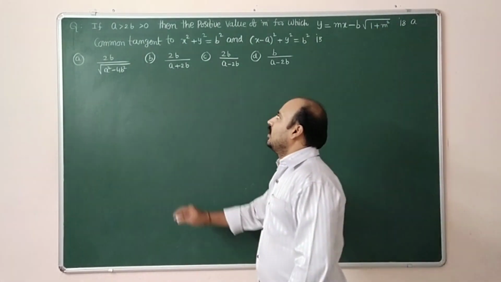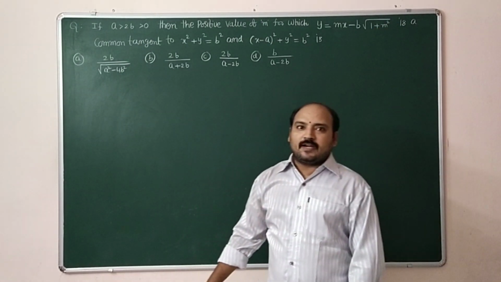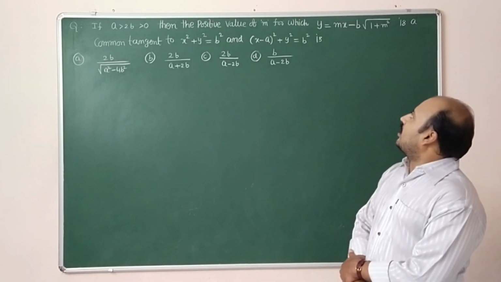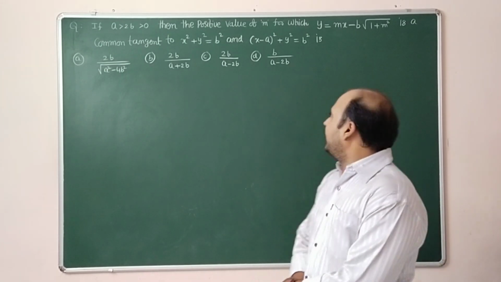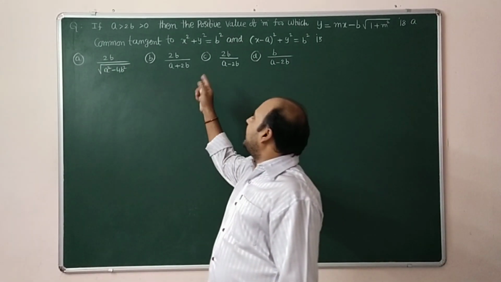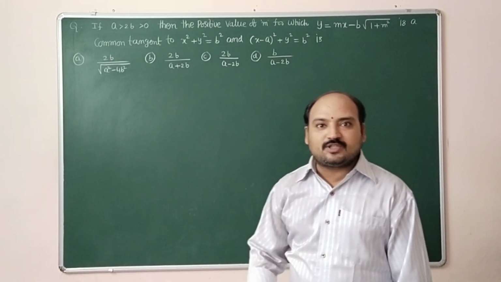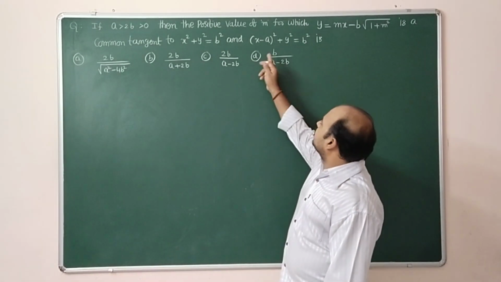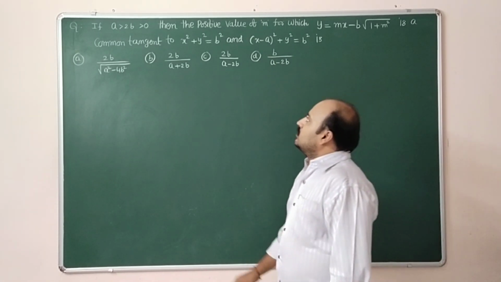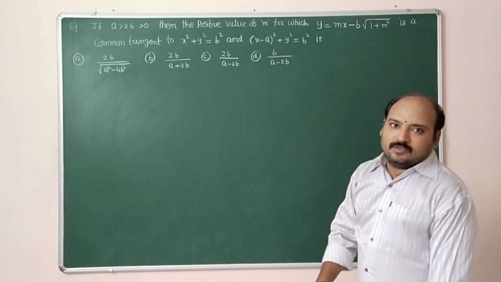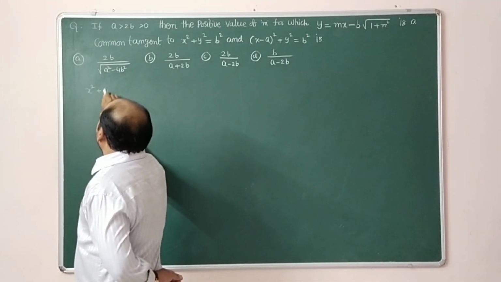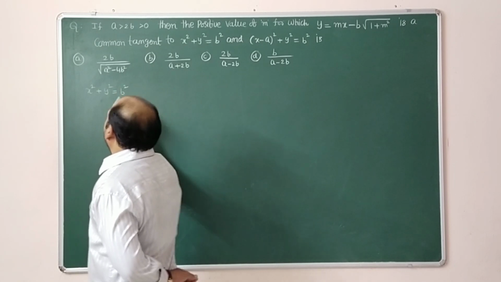The next question. If a is greater than 2b is greater than 0, then the positive value of m for which y equal to mx minus b into root over 1 plus m square is a common tangent to the circle x square plus y square equal to b square and x minus a whole square plus y square equal to b square. So this is the common tangent they are saying clearly. So what is the first circle? x square plus y square equal to b square. This is the first circle.